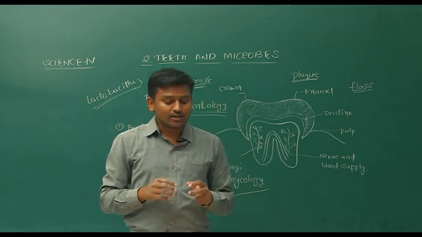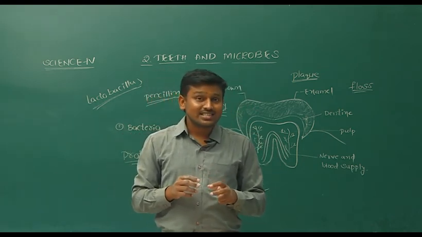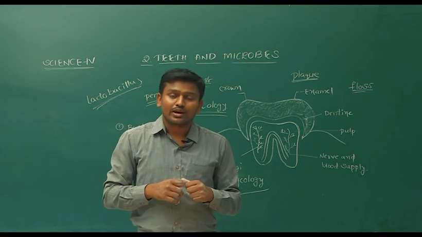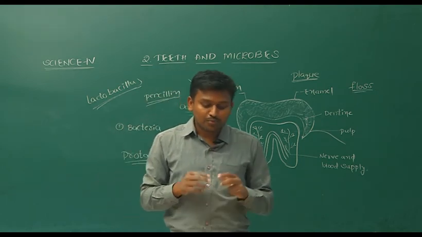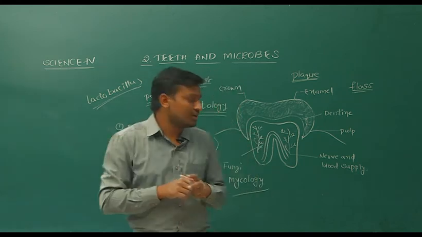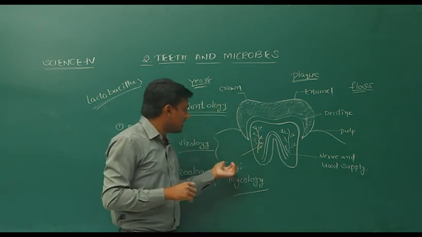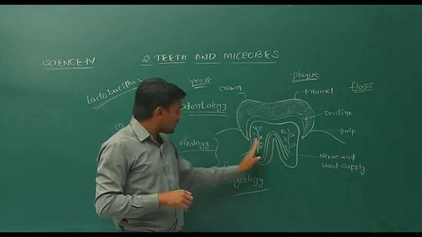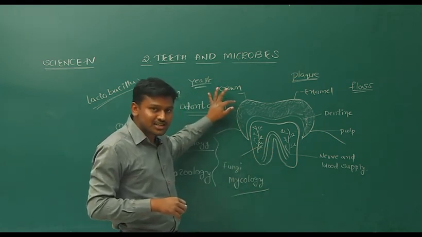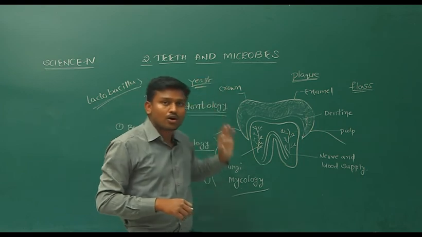Which teeth are also called tearing teeth? Canines are called tearing teeth. Then, the portion of a tooth inside the jawbone, as I said, the portion which cannot be seen, that is the root. The portion of the tooth which can be seen, that is the crown.